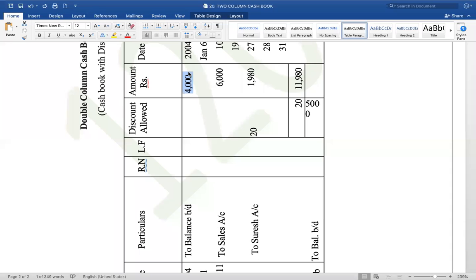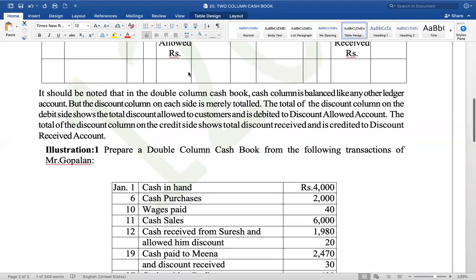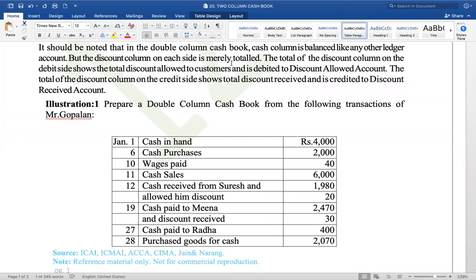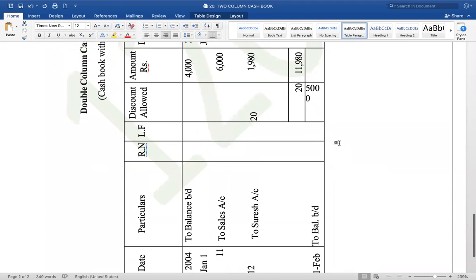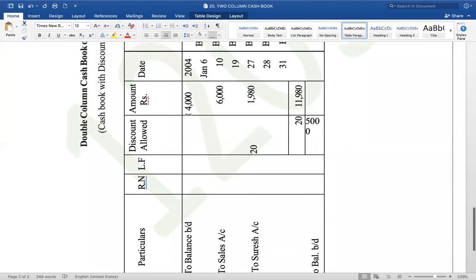To balance brought down. That's opening balance. Now this is 4,000 opening balance, to balance brought down, opening balance.